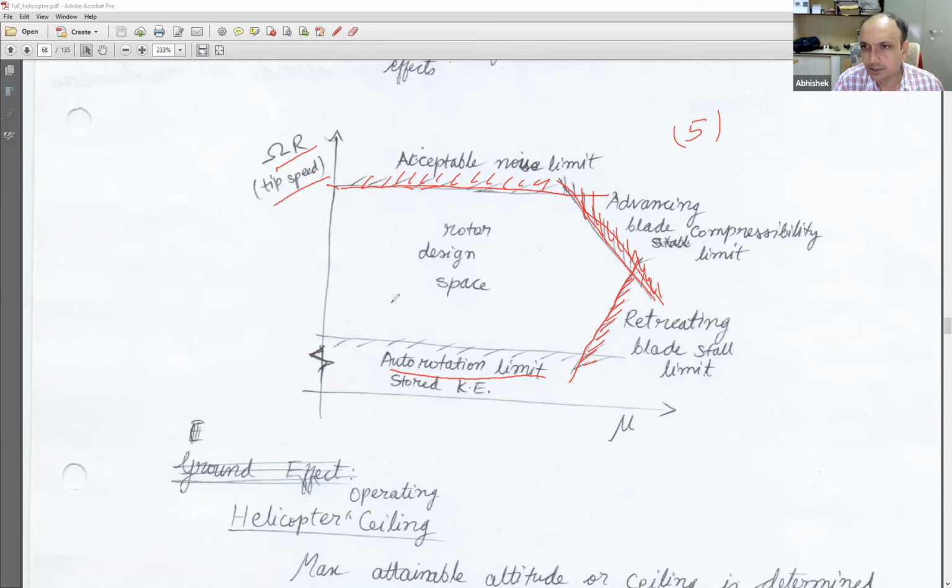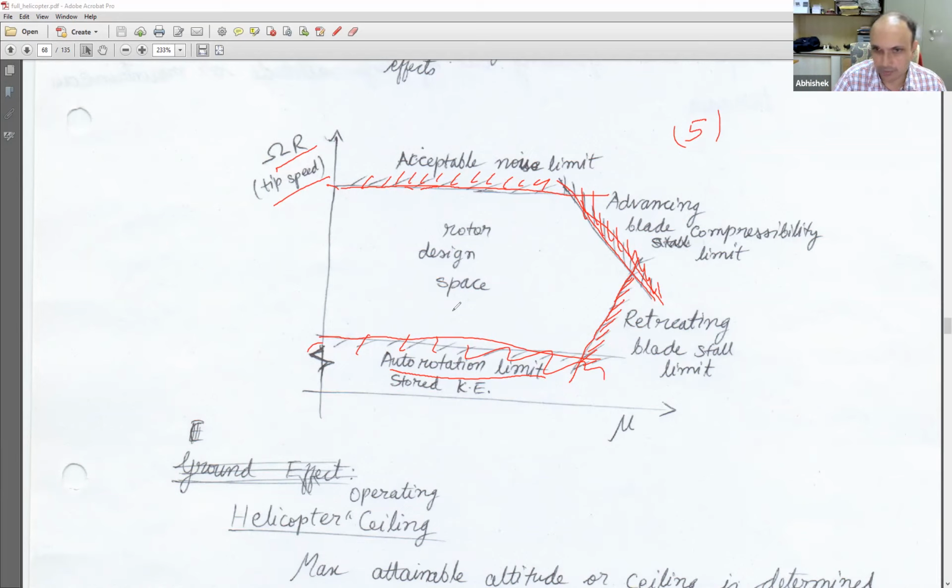stored in the blades to allow you to go from that sudden unpowered state to the regular autorotation condition, where you start extracting energy from the air to some extent and maintain your rotor speed and rotor RPM without requiring engine power. So that's how these four limits are there. And within these boundaries of these four limits, one has to design the entire rotor for any conventional helicopter.